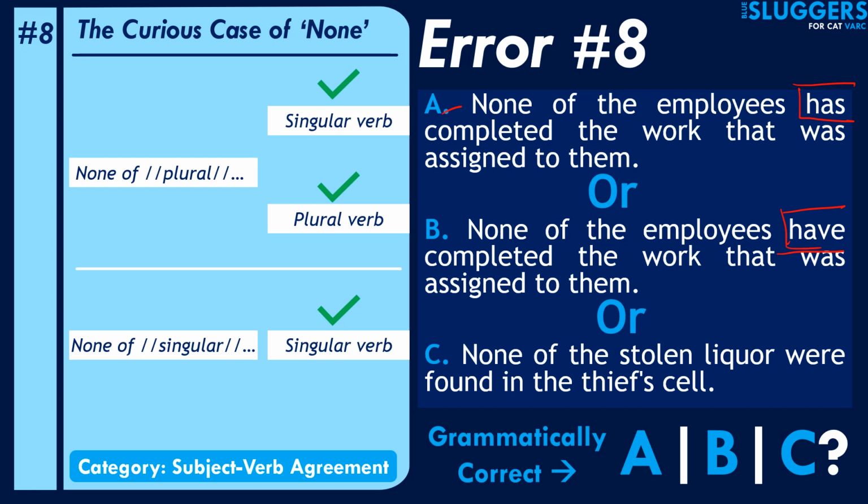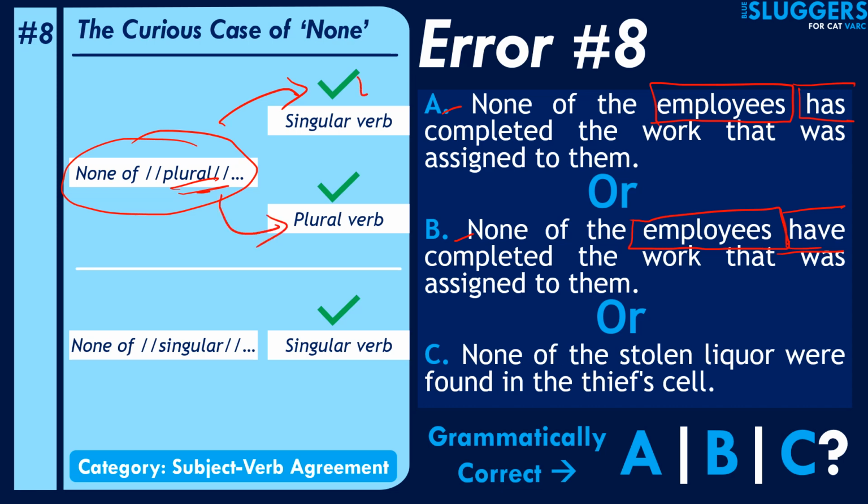In case of none, if you have none of being followed by a plural term, like in this case employees, in that case this whole subject phrase, none of the plural something, can take a singular verb or it can also take a plural verb, right? Both of them are considered to be correct. So in this case, sentence A as well as sentence B will both be considered correct. None of the employees has completed the work is correct. None of the employees have completed the work is also correct.